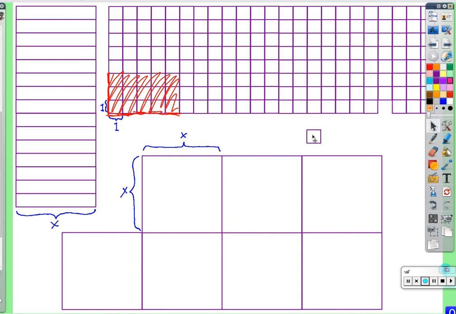So this square represents 1. So let's put 1 there, like put 1 in front of you. I'm going to come around and I want you to show me 2. Can you show me 2?